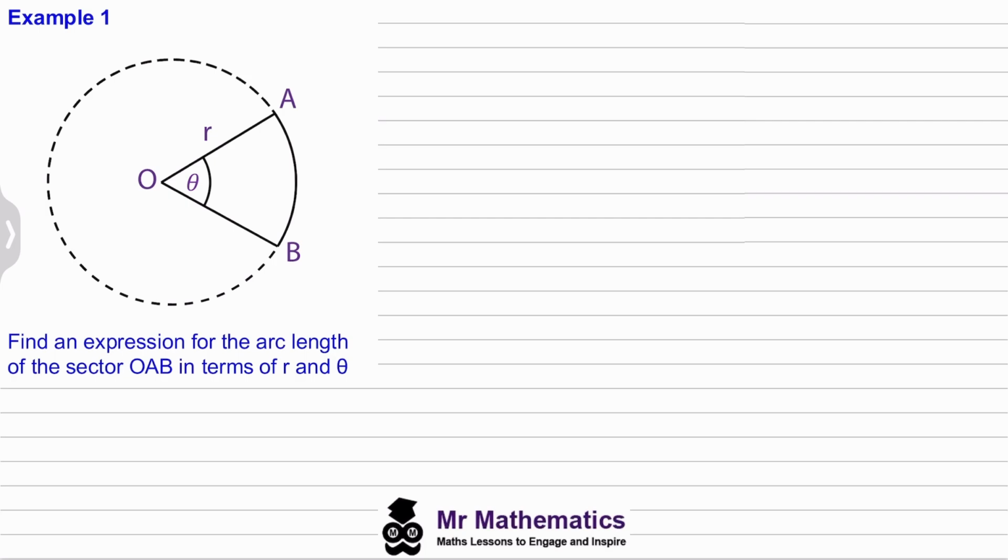So in the first example, I want to show you how we create the formula for the arc length of a sector. The arc length is from A to B from this sector, okay? So it's the part of the circumference that encloses the two radii. So the way we find this arc length is that we consider the full circle. Now we know that the full circle has a circumference of pi times the diameter, and the arc length is a fraction of this entire circumference.